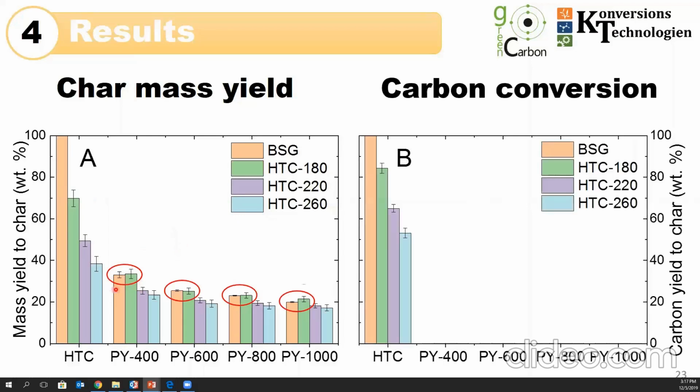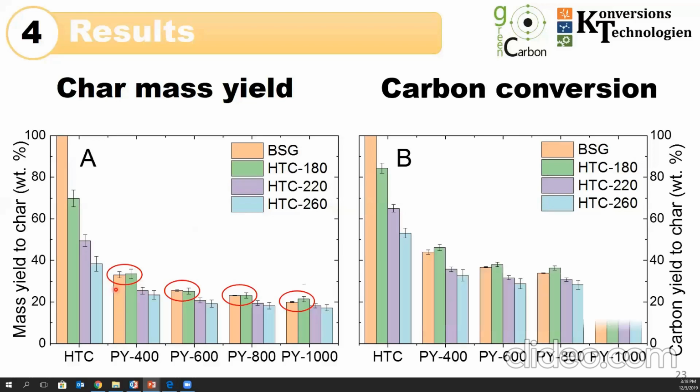And then I want to show you the carbon conversion, how the mass yields correspond to the carbon conversion delivered in the biomass. So the trend is very similar, and we can observe that coupling of both processes can slightly increase the carbon conversion from biomass to the final pyrochar. And this increase is around 4%.